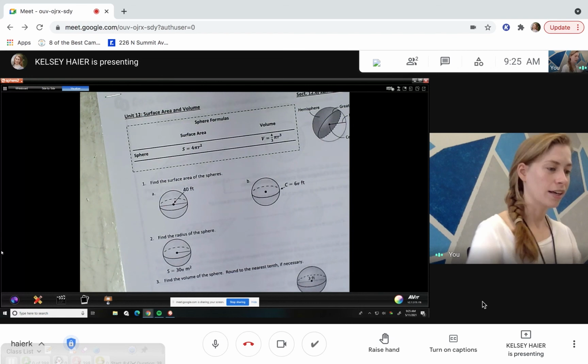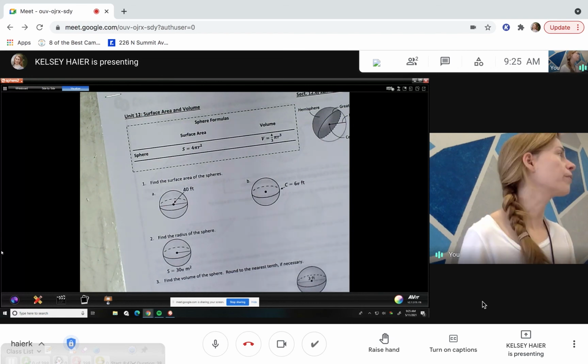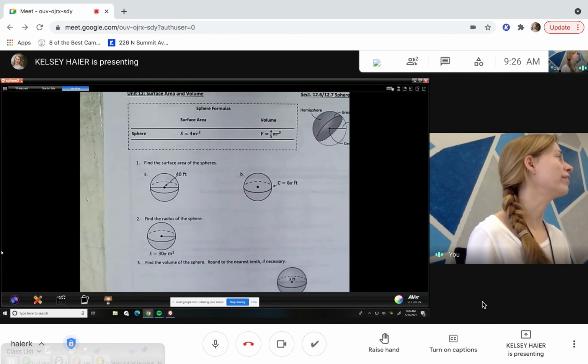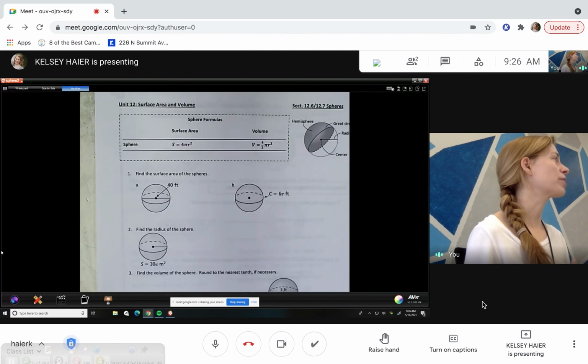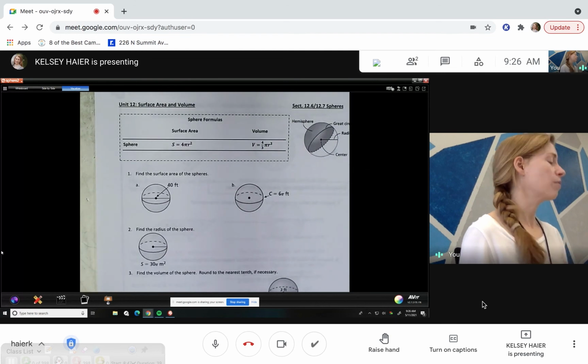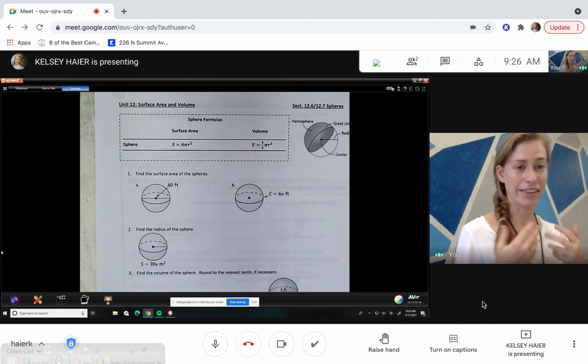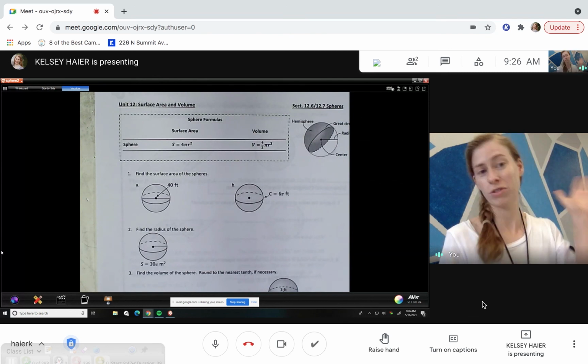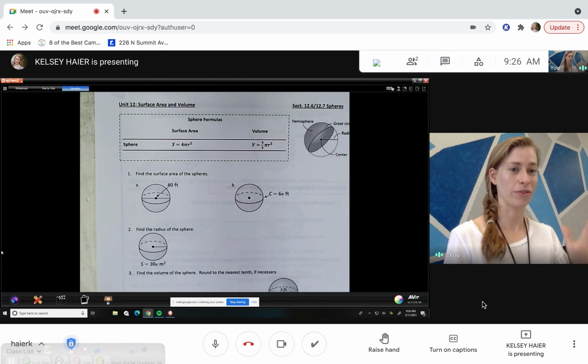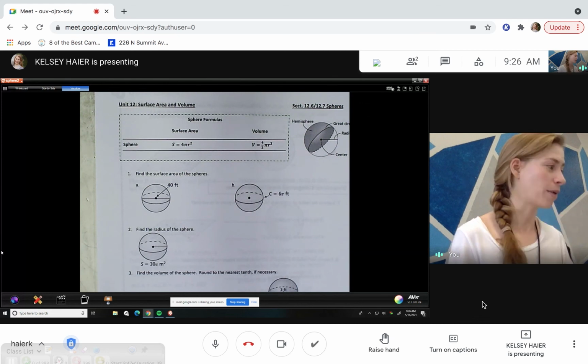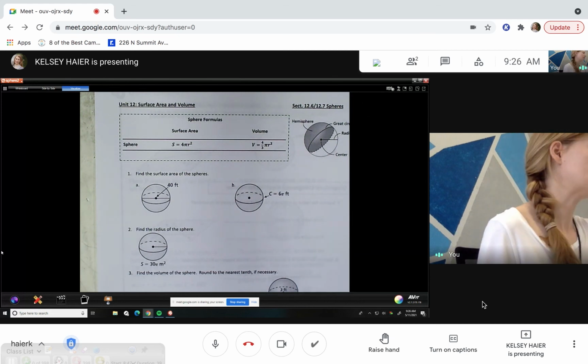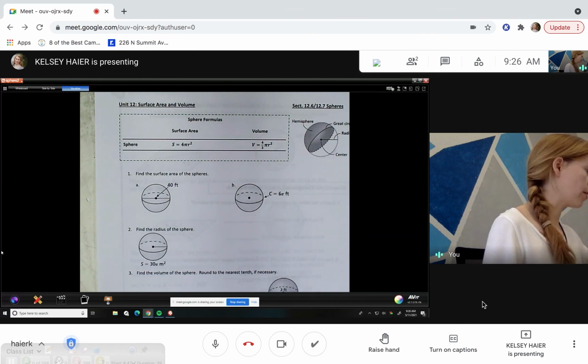So today's lesson is really not that bad at all. It's pretty straightforward. With surface area, what we're looking at is just taking the area of a circle and multiplying it by 4. That is all. So area of circle multiplied by 4. Let's go ahead and get started on an example.